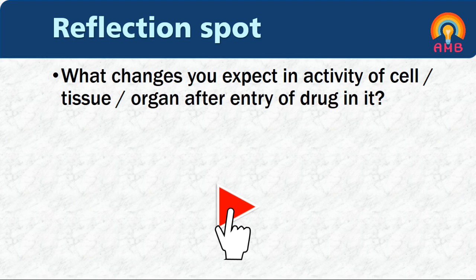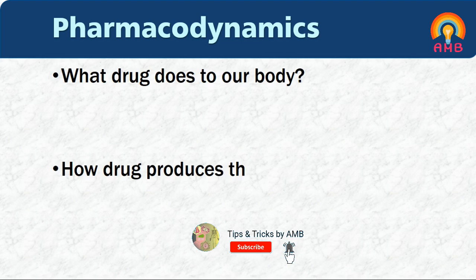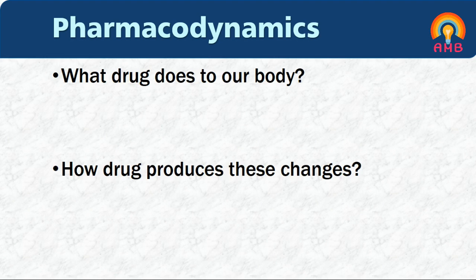So let us see what is pharmacodynamics. For understanding pharmacodynamics, we have to ask two questions to ourselves. First question is, what does a drug do to the body, or what changes does a drug do in our body? And second question is, how does a drug produce these changes in our body? Answers to these questions are as follows.